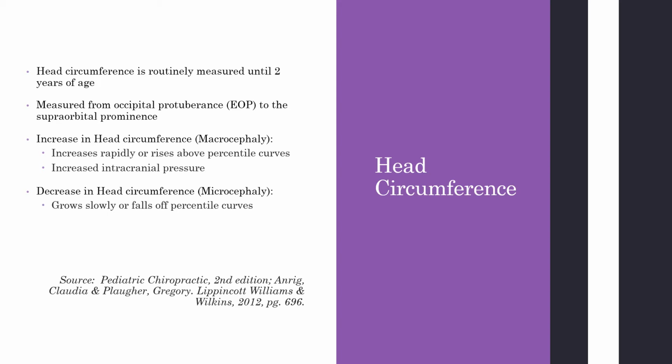This is another one that might be a little hard to do on a wiggly kid, so you may have to get the parent to kind of help you perform this. But the major things I want you to understand and why we need to measure head circumference, this is a really important vital to measure. So if you don't get anything, get height, weight, and head circumference. Those are some big ones to measure in these first few years of life.